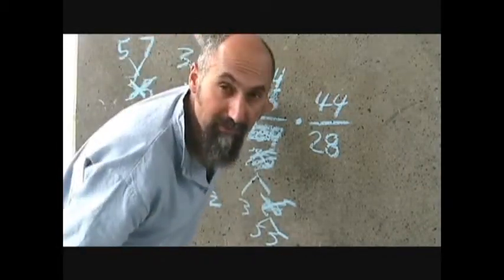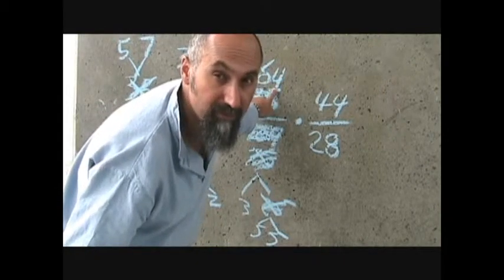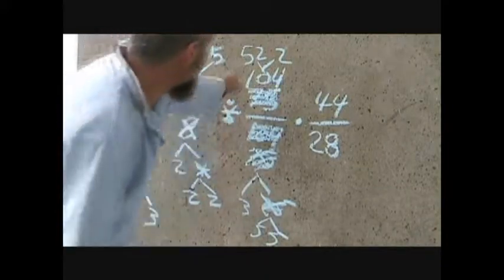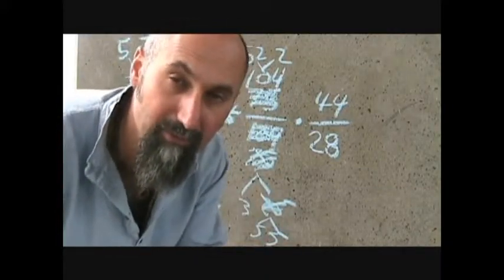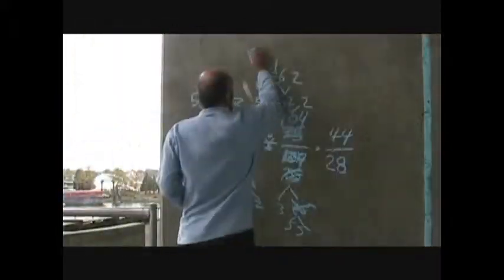100 divided by 2 is 50. 4 divided by 2 is 2. So 104 divided by 2 is 52. Now 52 is going to break down. 50 divided by 2 is 25. 2 divided by 2 is 1. So 52 divided by 2 is 26. Break down 26. Divide by 2. 26 divided by 2 is 13.